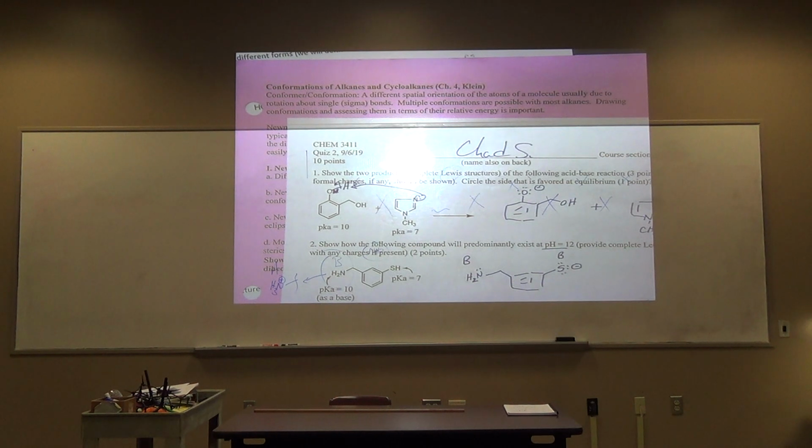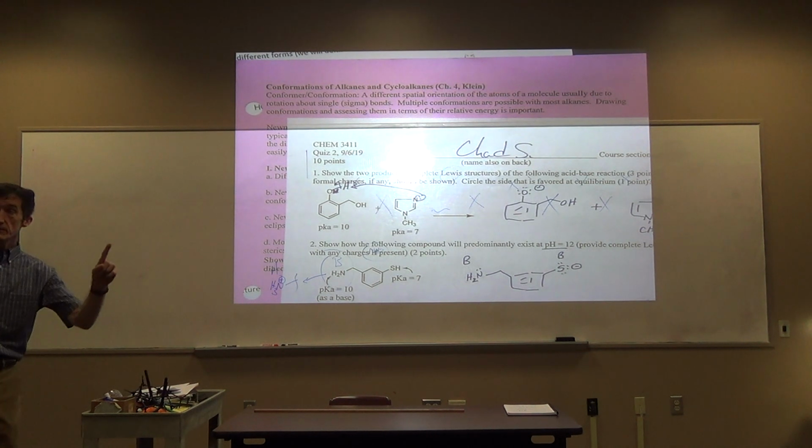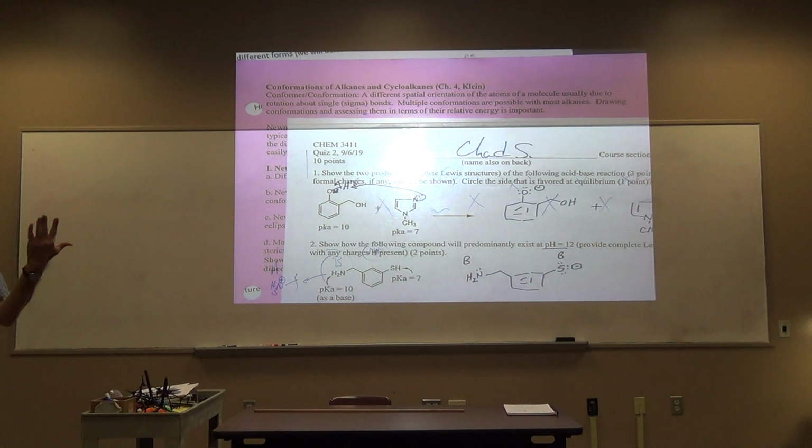Because log of 1 is 0. And if that is 0, the other two equal each other. Flip that around, the other two only equal each other when the other term is 0, and the other term is only 0 when they equal each other. And thus, if they equal each other, that means you have a perfect equilibrium, 50-50.